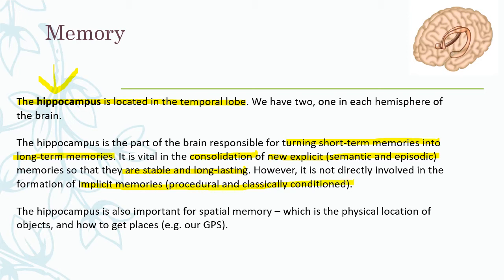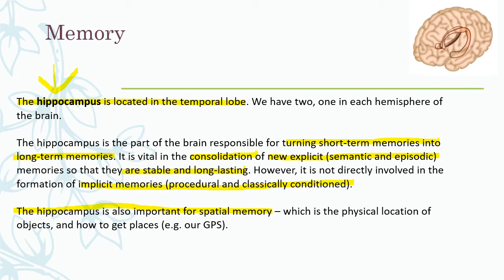So procedural, once again, are how-to memories. Classical conditioned memories are ones that you've learned through the repeated association. The hippocampus is also responsible for spatial memory. So that's the physical location of objects, how to get places. So you know how to get to school, you go past the McDonald's, you turn right at the funny looking letterbox, whatever. This is all due to the hippocampus.